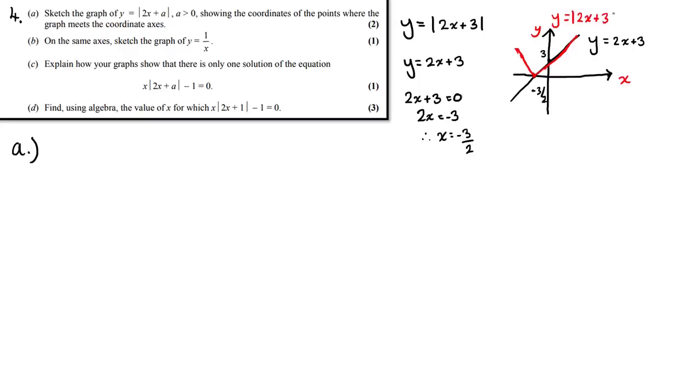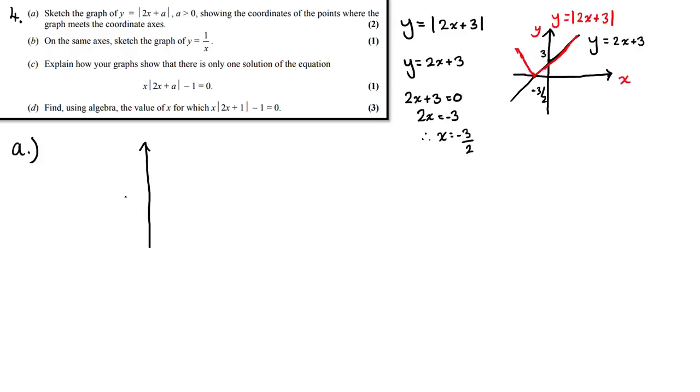Now, why are we doing these examples here? Because obviously our example is y equals the modulus of 2x plus a, where a is a positive number. So it doesn't matter what a is, we just know it's a positive number. So it could be 2x plus 5, 2x plus 10, 2x plus 100. We don't know what it is, but we know what that's going to look like. Okay, so we can sketch this. So let's have a go at sketching this then.